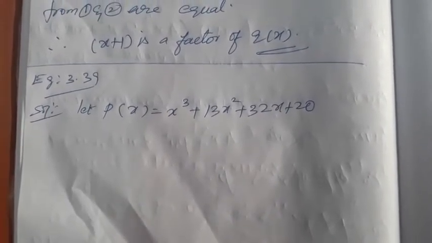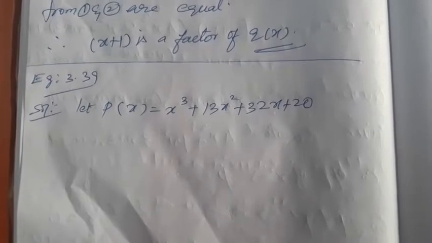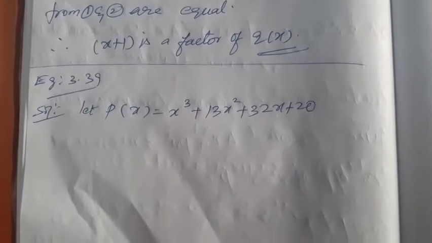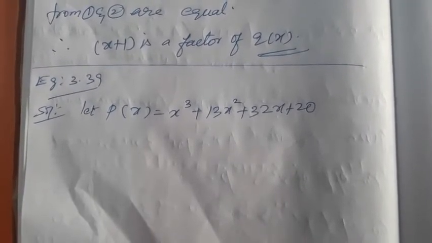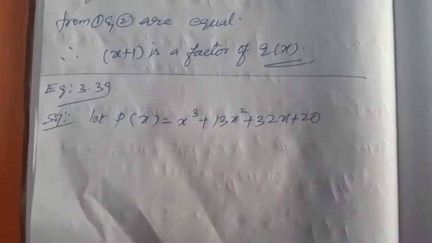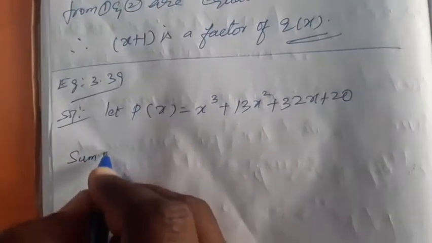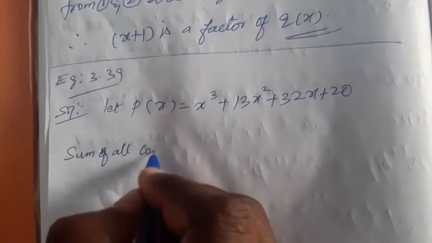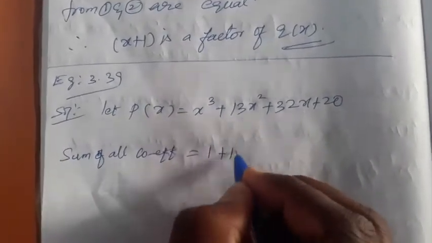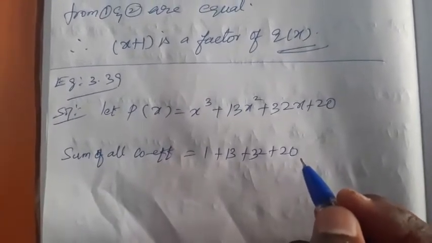Already two conditions are given. If x minus 1 is a factor, that is one condition. If x plus 1 is a factor of p of x, that is another condition. First, let's see x minus 1. If x minus 1 is a factor, then the sum of the coefficients of p of x must be 0. The sum of all coefficients is 1 plus 13 plus 32 plus 20. Adding, what do we get?